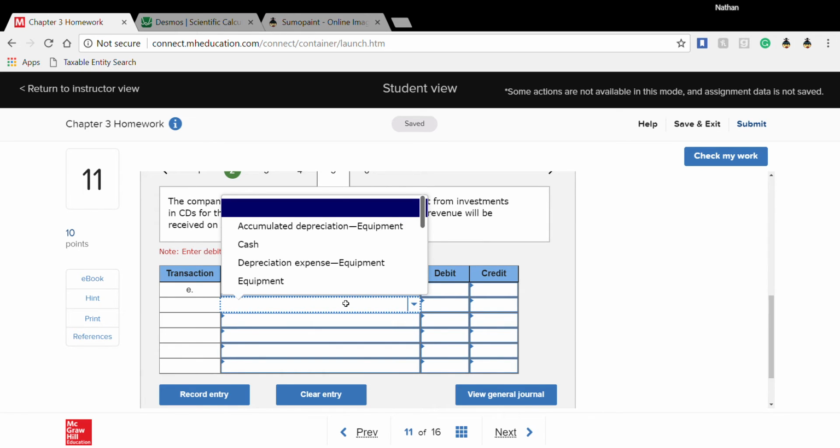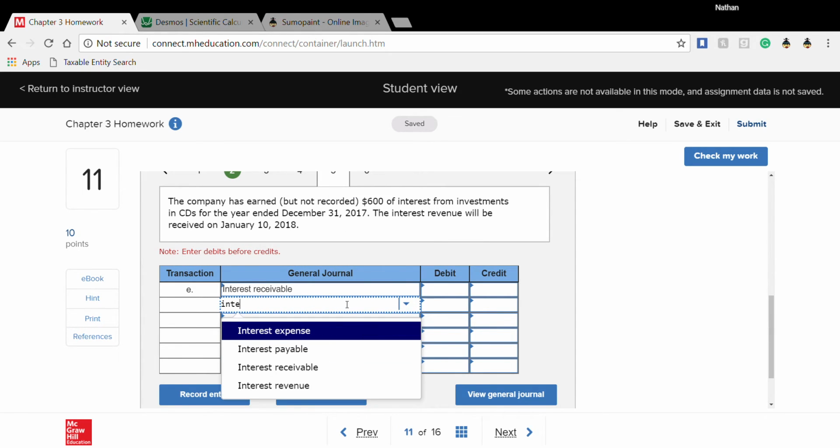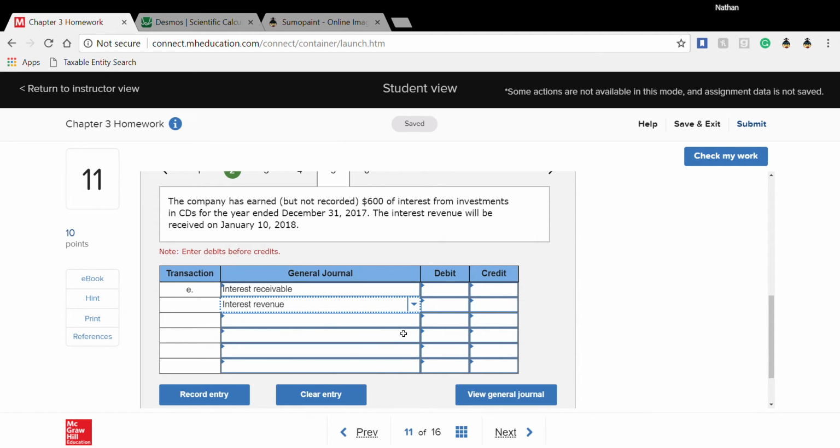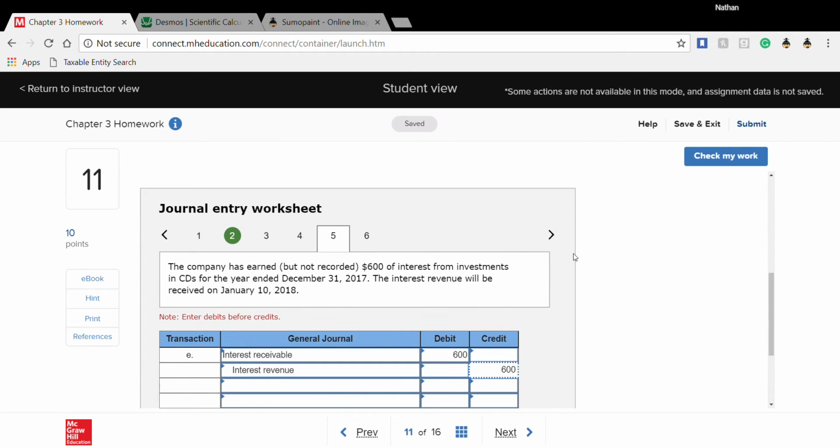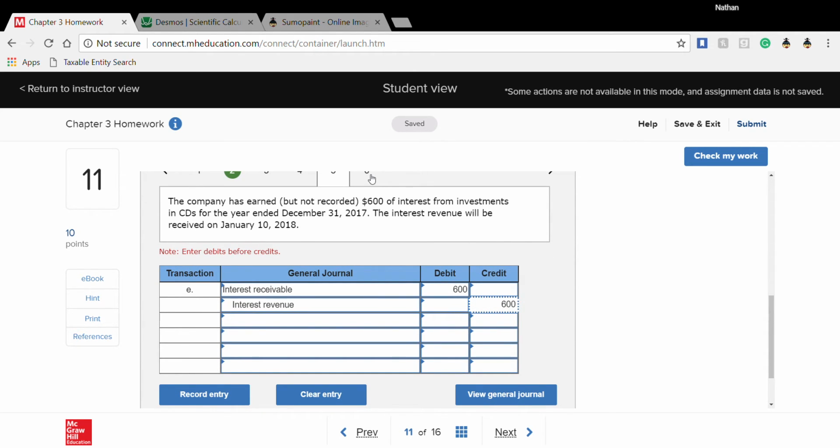We're going to have probably interest revenue, because we have to recognize that interest. And then, of course, any receivable is going to be debited. Notice, we don't credit a receivable until we receive the money. For right now, that's the only way we credit a receivable. So 600. And I'll check my work after I look at 6.